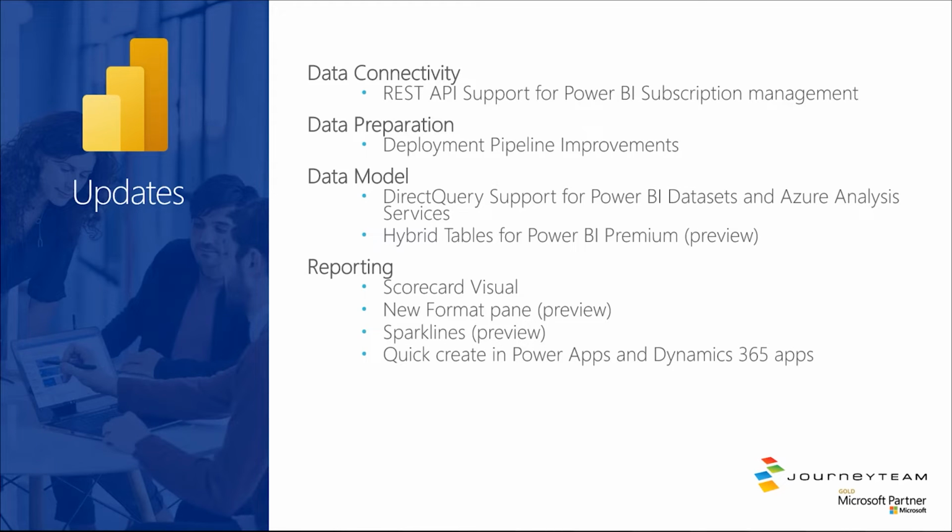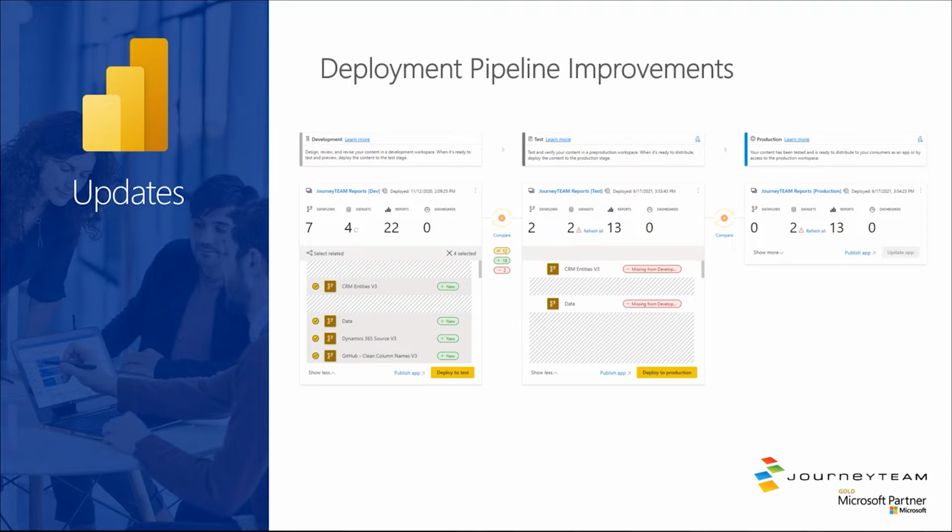Here are just some high-level updates. You can see that we've had a Power BI REST API update that allows admins in Power BI to manage subscriptions to reports and other assets inside of Power BI service. Deployment pipelines can now do even more. Direct Query now supports Power BI datasets and Azure Analysis Services. And there are hybrid tables, which are now in preview. More on that later. New visualizations are also available, which include Sparklines, scorecards. We've got a new formatting pane and a really exciting feature, quick create functionality in Power Apps and Dynamics 365 is in preview. So let's dive a little more into deployment pipelines.